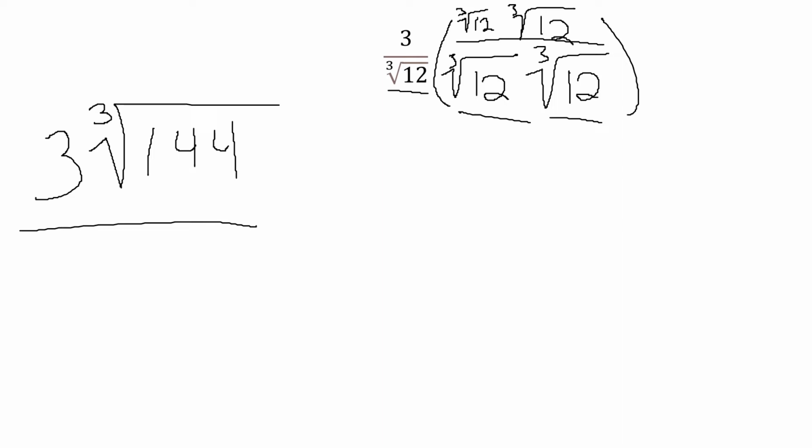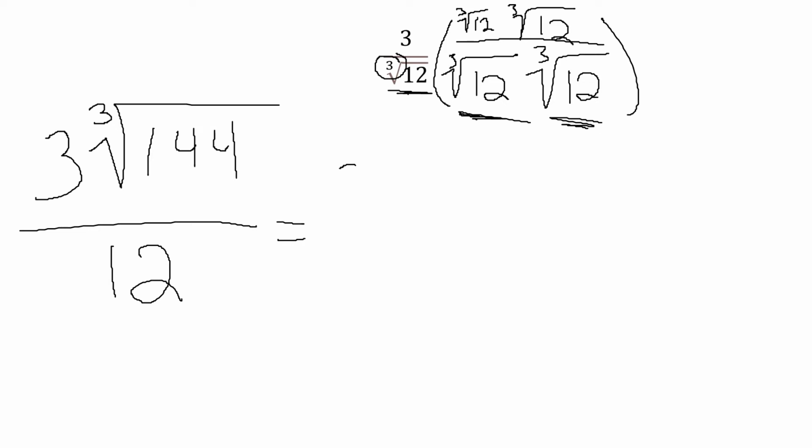Cubed root of 12 times the cubed root of 12 times the cubed root of 12, I have 1, 2, 3 of them. That counteracts it, and I'm left with just 12. So pay attention if it's a cubed root or a fourth root. And remember, however many I need to multiply the bottom, I have to do the same thing to the top.